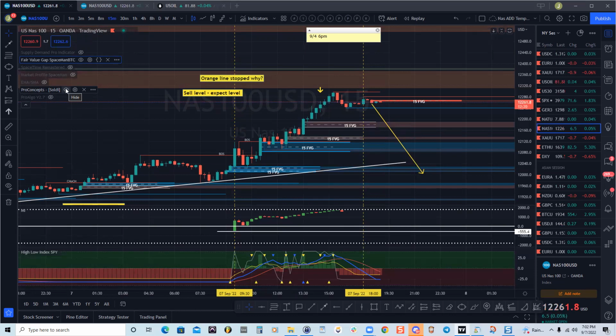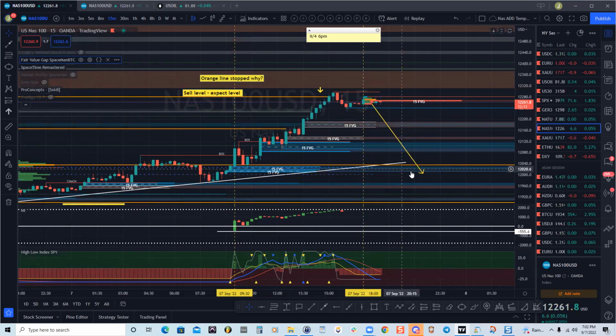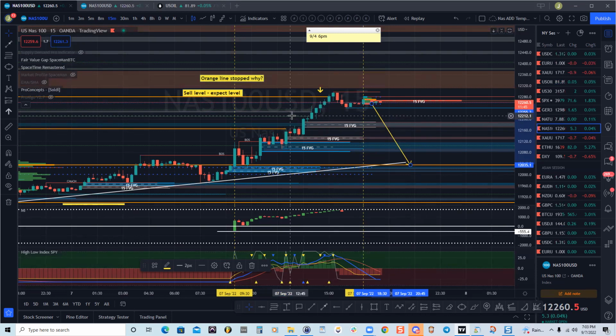So I choose 12,320, and it goes all the way down to here, 12,035. So that's a trade I'm in right now. I'm already in profit, like right now. As soon as I got in, I'm in profit. It makes for a higher lot size, but you're in profit now.